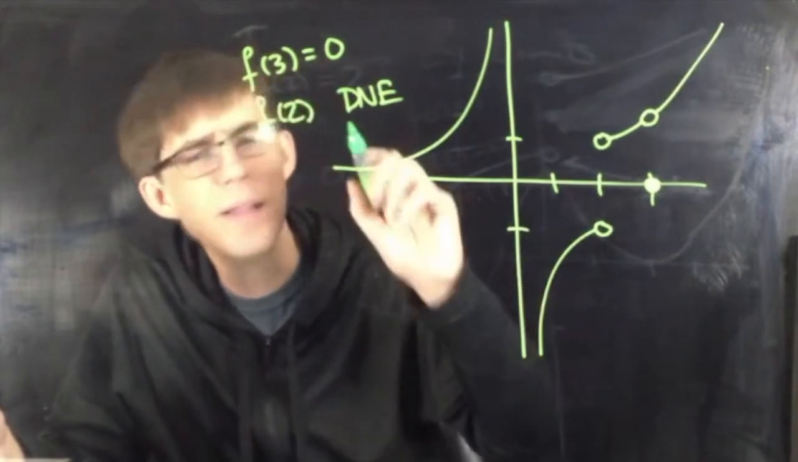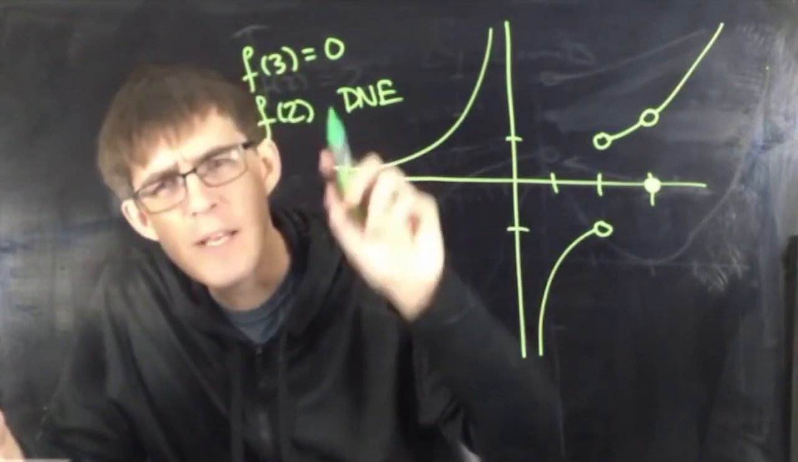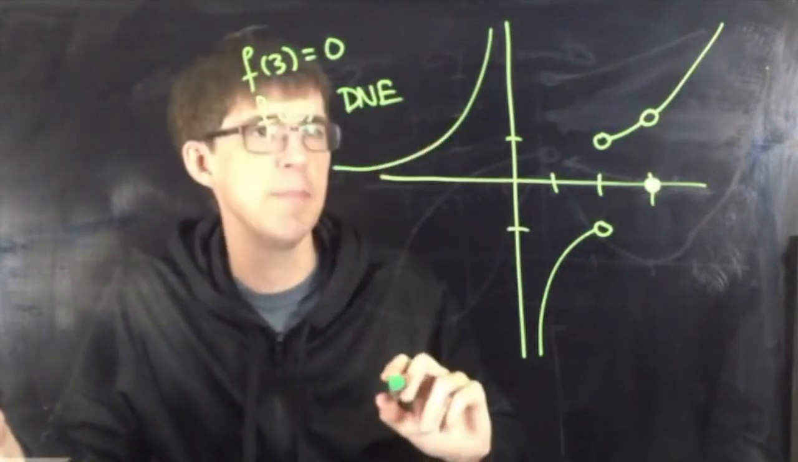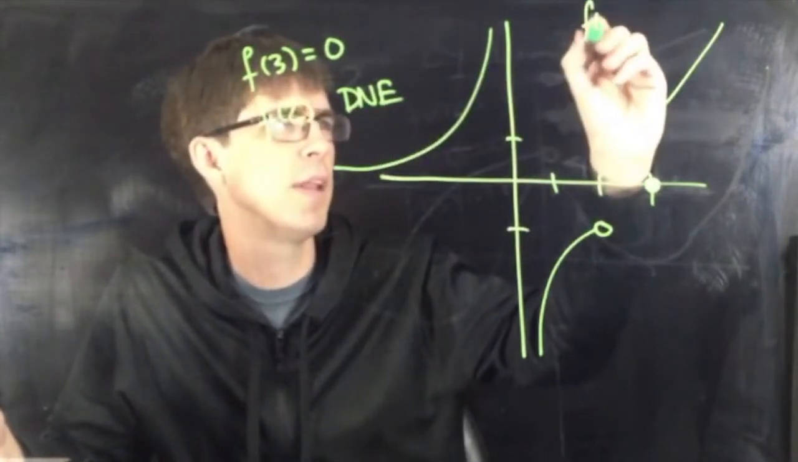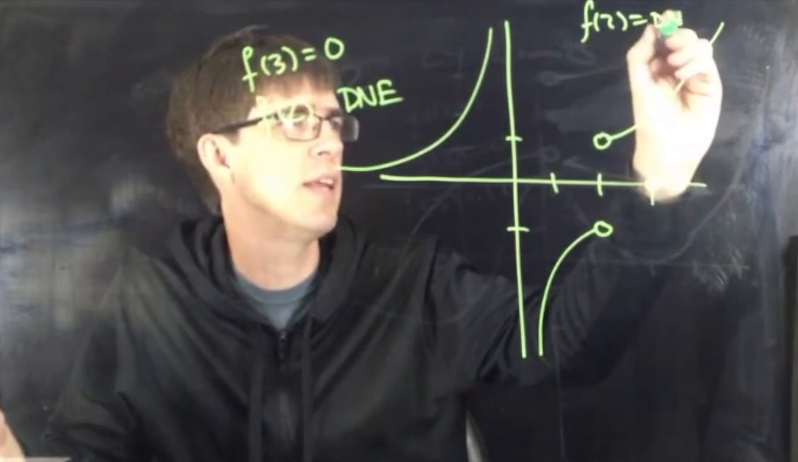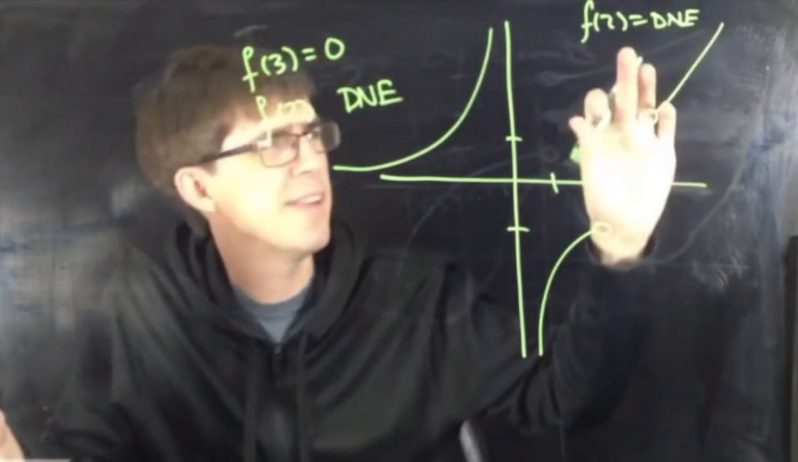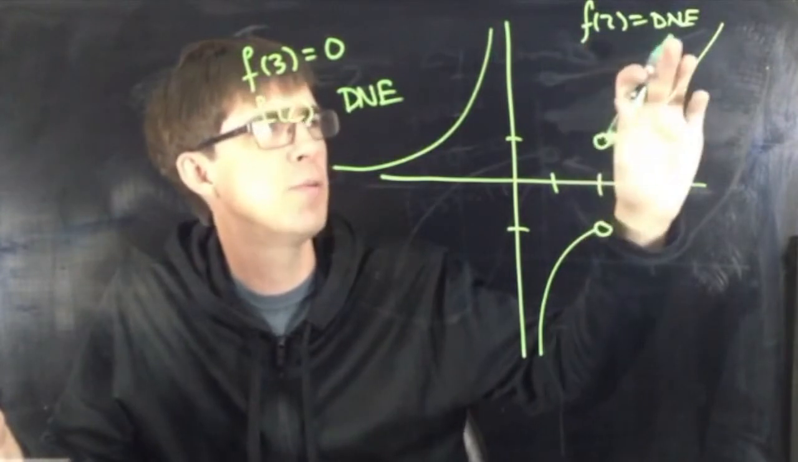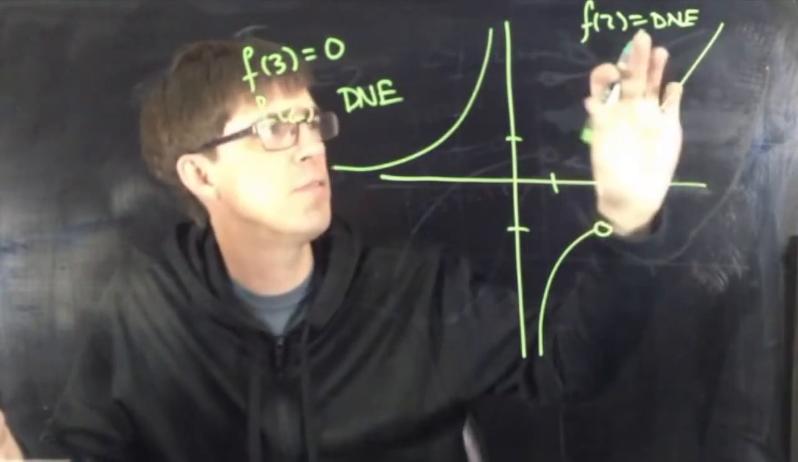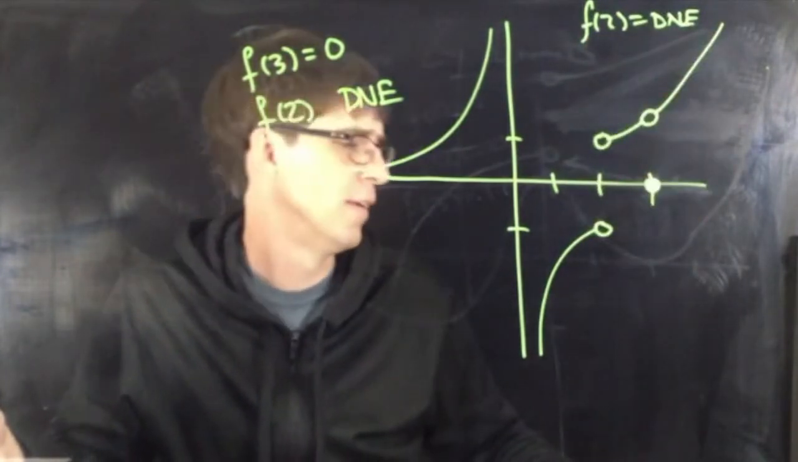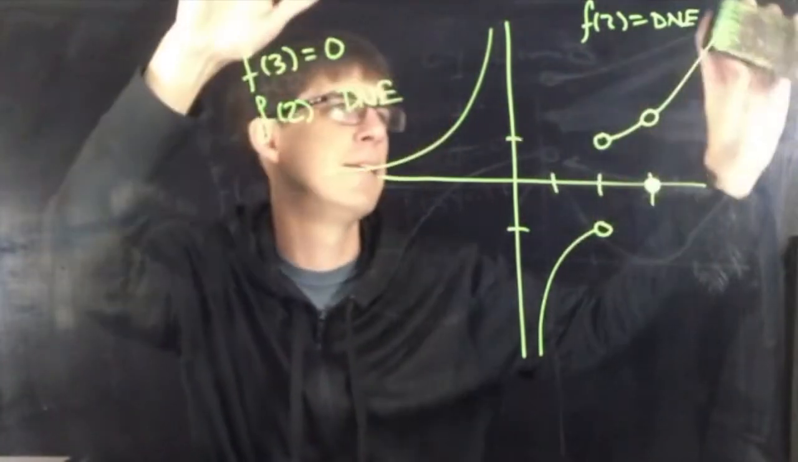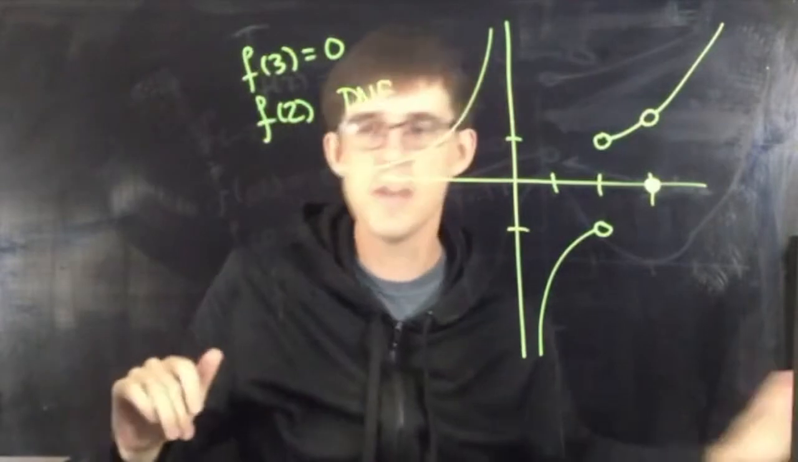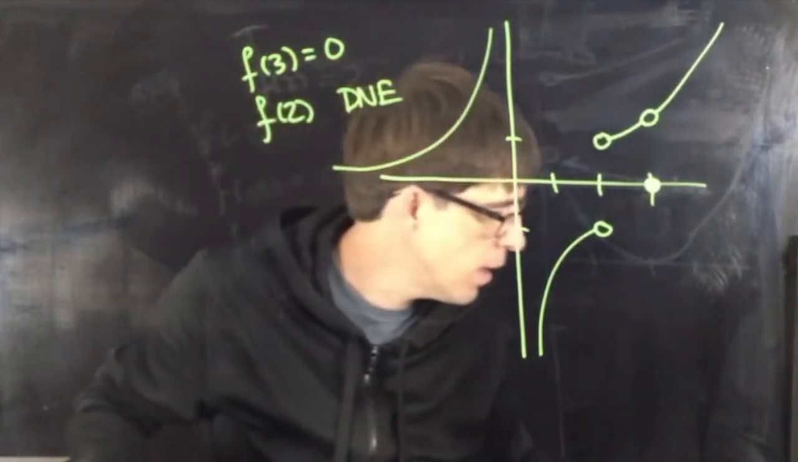All right, little picky thing. I didn't write equals DNE. F of 2 does not exist. That's what that means. If you write like this, f of 2 equals DNE, I know what you mean, but it's like grammatically not correct, right? F of 2 equals DNE. That f of 2 equals does not exist is not. Just say it this way. F of 2 does not exist. All right. What else?